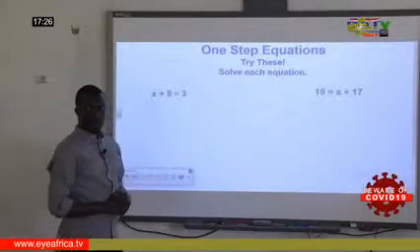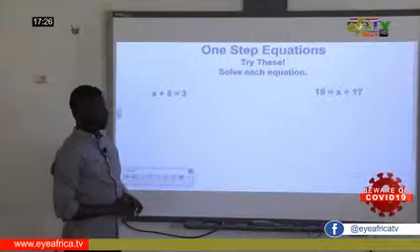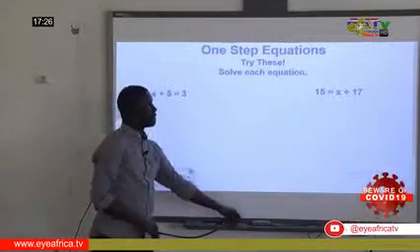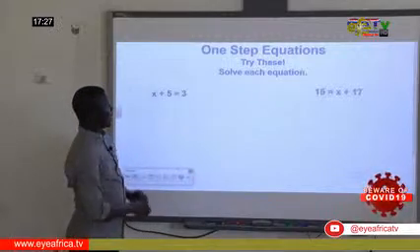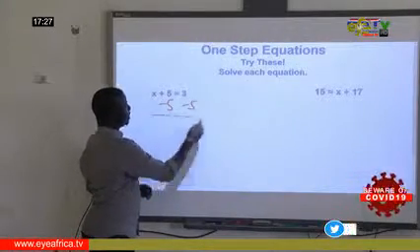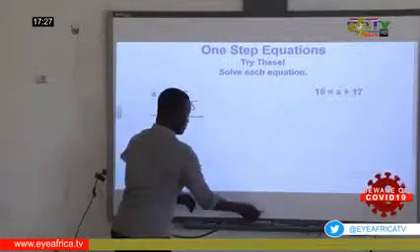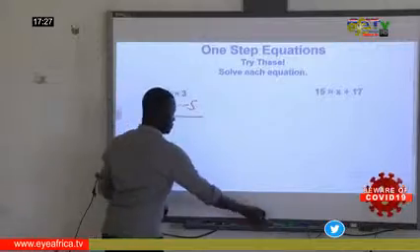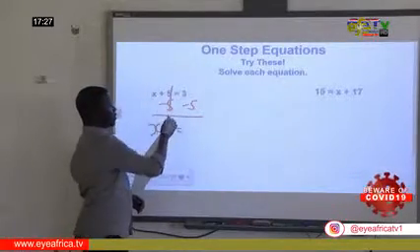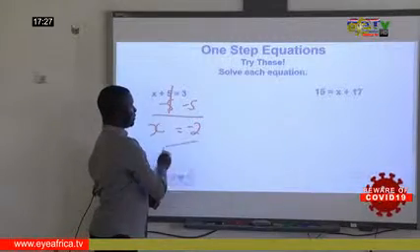Okay, let's solve this as well. x plus 5 equals 3. Our operation here is an addition, and the inverse of addition, as we say, is subtraction. So we must subtract 5 from both sides. Then we shall have x is equal to, as this undoes this, 3 minus 5, which is negative 2.